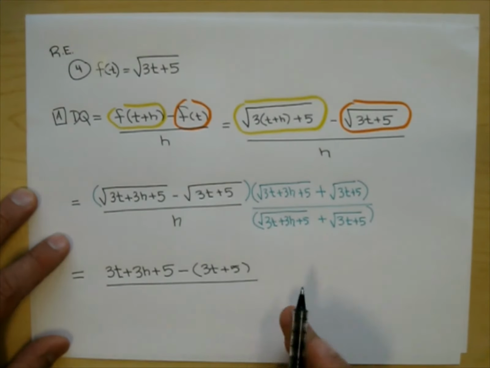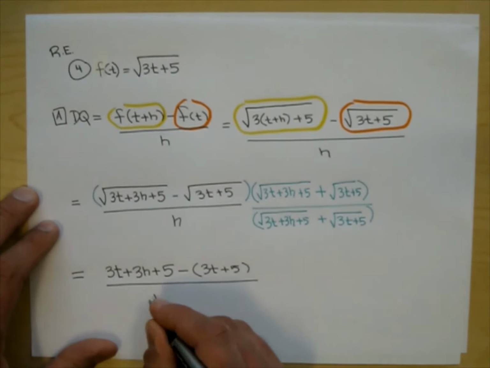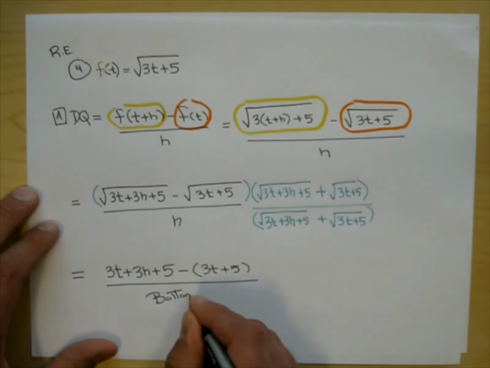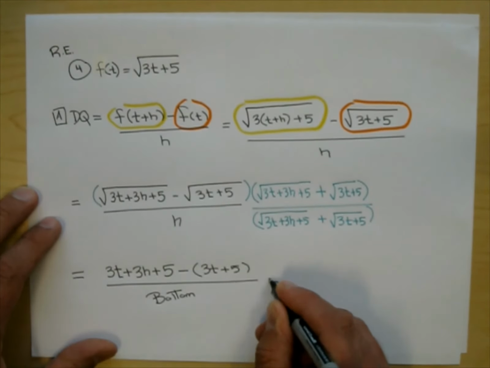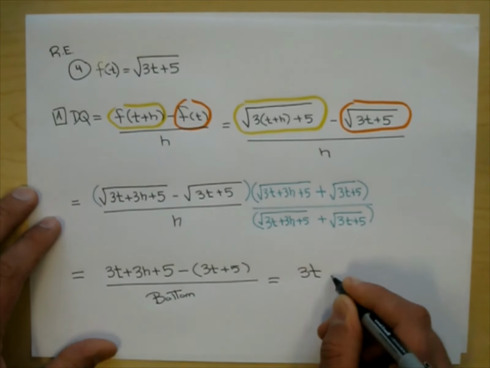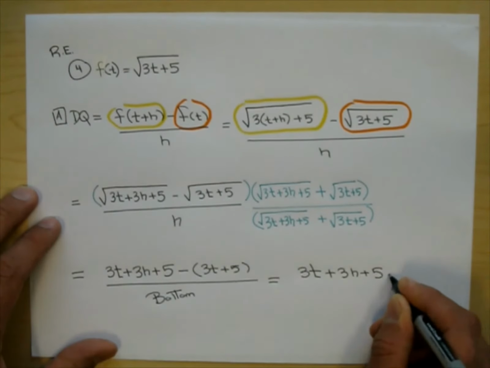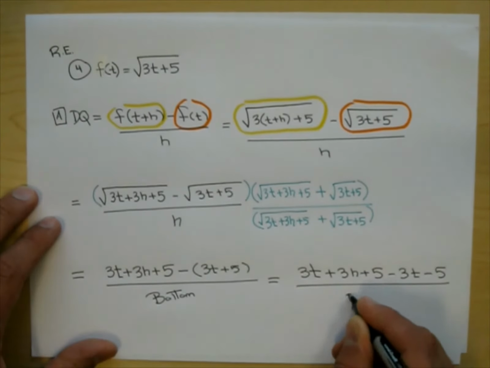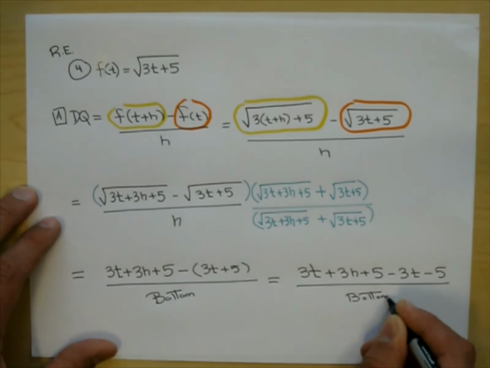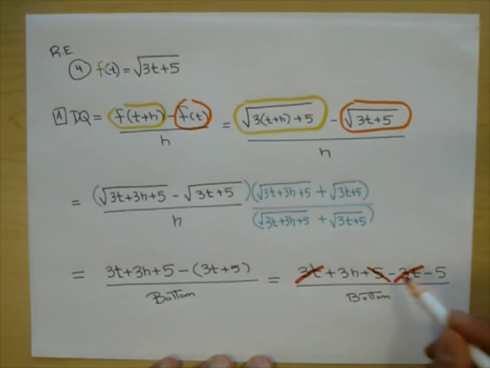This is going to be over the bottom. Now I don't want to write out that bottom, so I'm going to write bottom, knowing that the bottom is h times the green stuff. So on the top I have 3t plus 3h plus 5 minus 3t minus 5. This is over the bottom. So on the top, the 3t's are out of there, and so are the 5 and the negative 5. That's out of there as well.